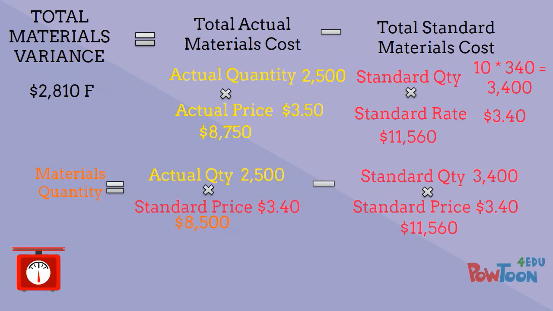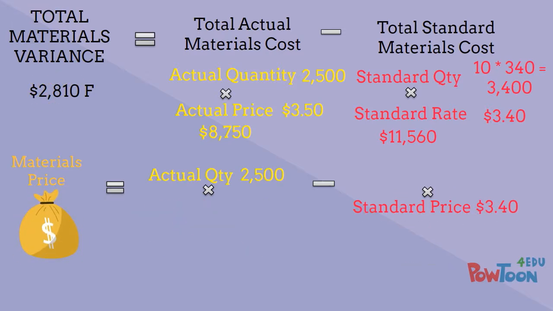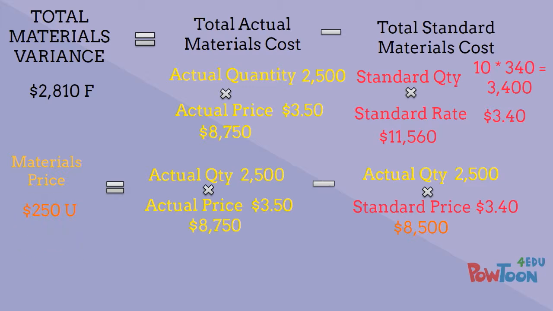If we then want to separate the components, we can look at the materials quantity variance by isolating the quantity variable in comparison to standard price, and we will see that there was a $3,060 favorable variance on the quantity usage. To determine the materials price variance, we isolate the price variable against actual quantity, and we will see that they had a $250 unfavorable price variance.